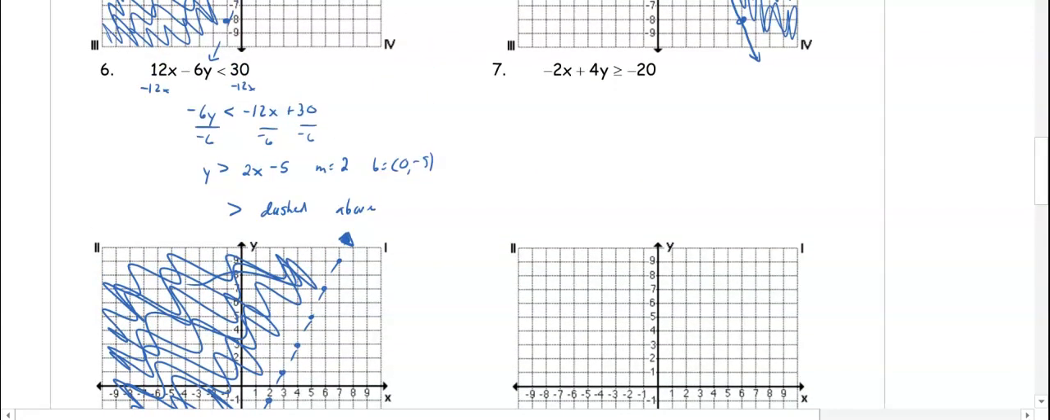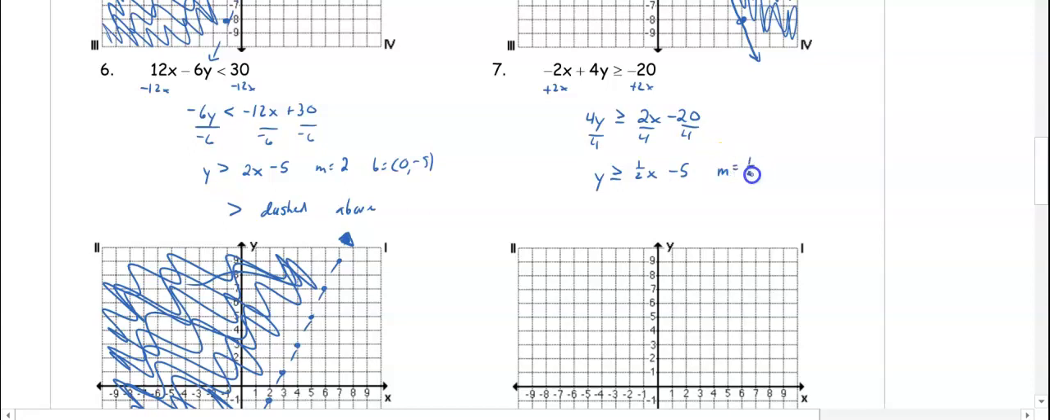In number 7, we have 2x plus 4y is greater than or equal to negative 20. So we are going to add 2x to both sides. 4y is greater than or equal to 2x minus 20. Then we're going to divide everything by 4. So y is greater than or equal to 1/2 x minus 5.